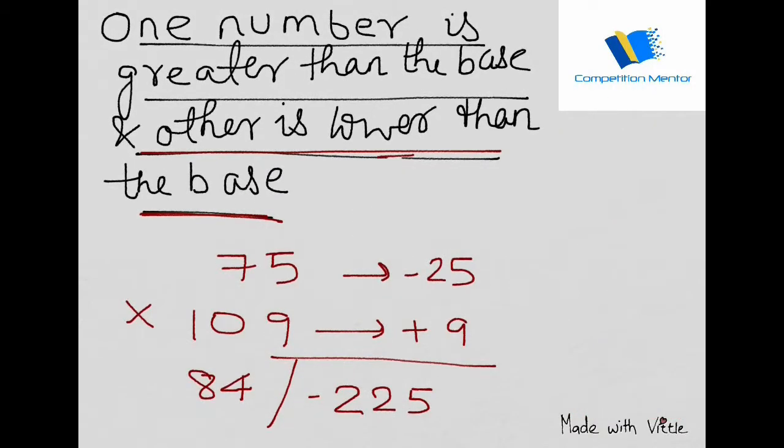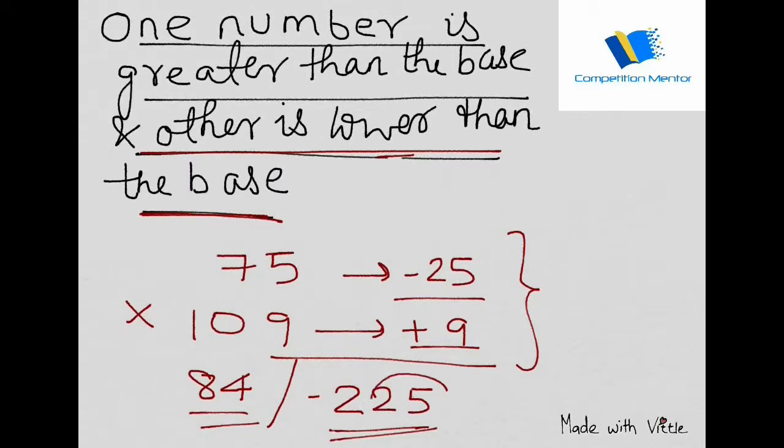So this example is slightly different, but we'll explain how to do this. Minus 25 deficit, plus 9 gain. You multiply, you get minus 225, and then 75 plus 9 is 84. So this should have a 2-digit number, because the base is 100. What do we do with this now?